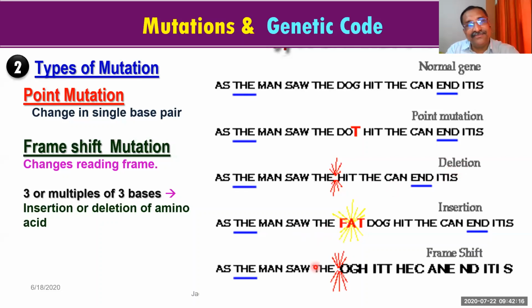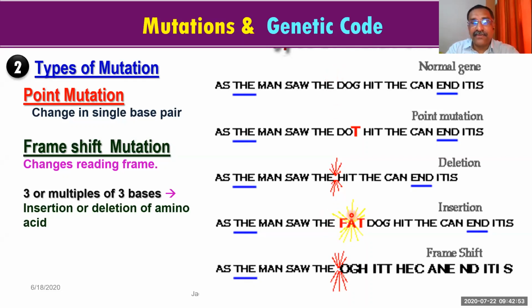Now look at the fourth one. What do you understand there in the fourth one? Please tell me. Use the chat box, please. Yes. What do you see there? Before dog, you are adding a new word. What is that word here?